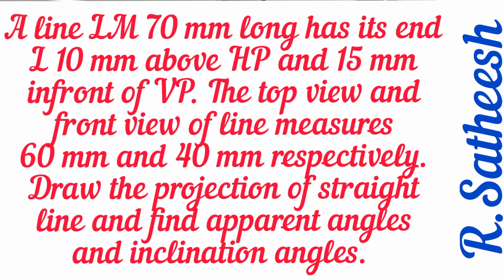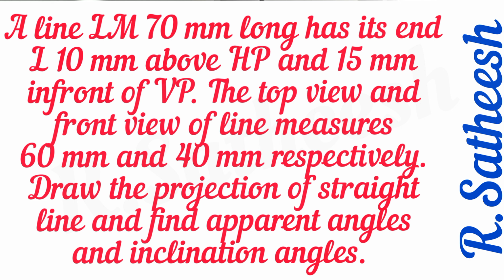Hi students, welcome. We are discussing how to draw the projection of lines as per the given problem. Our problem is: a line LM 70 mm long has its end L 10 mm above HP and 15 mm in front of VP. The top view and front view of the line measure 60 mm and 40 mm respectively. Draw the projection of the straight line and find the apparent angles and inclination angles.